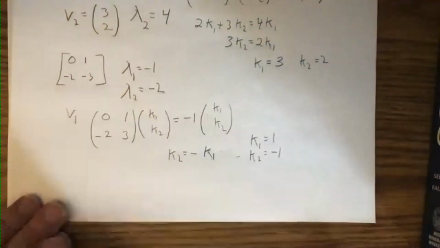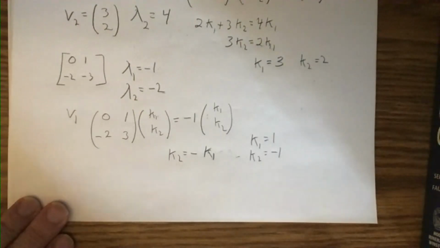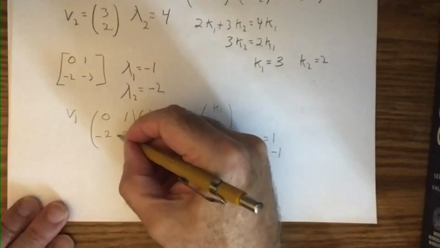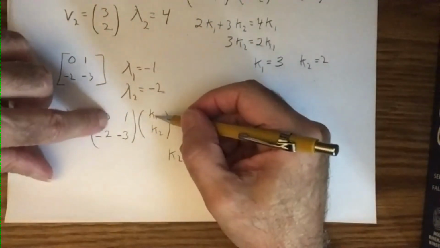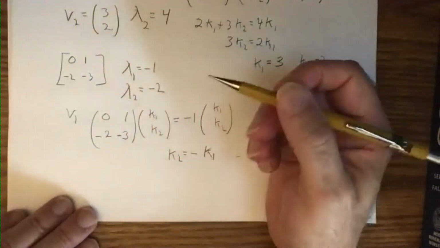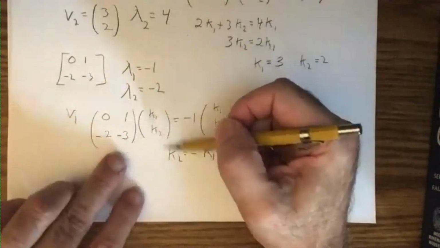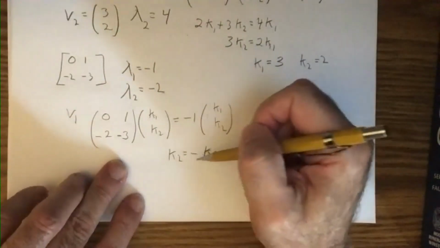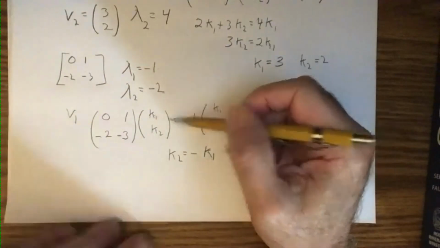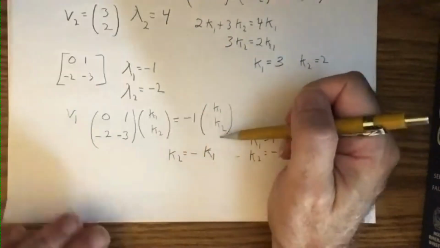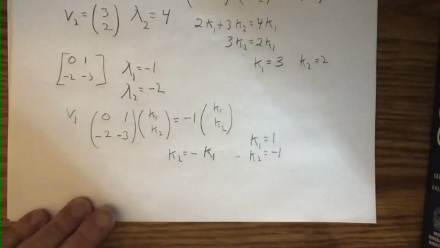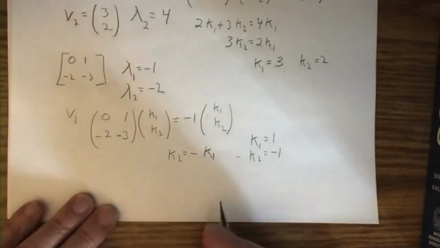Professor, the 3, isn't it supposed to be -3? Yes, you're right, but it doesn't matter. I'm just using the top line, right? That's right. That should be a -3. If I use the bottom line, I better get the same. I better get an equivalent equation, right? I'm using the top. Okay.